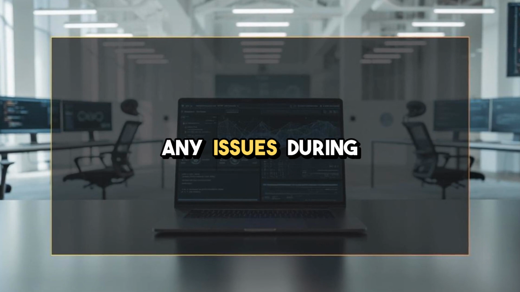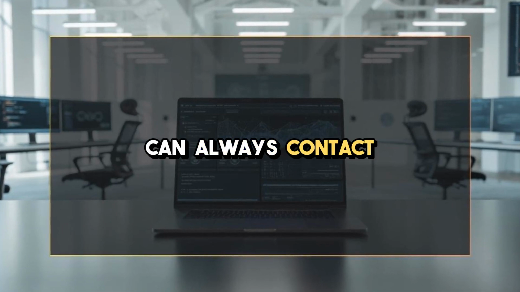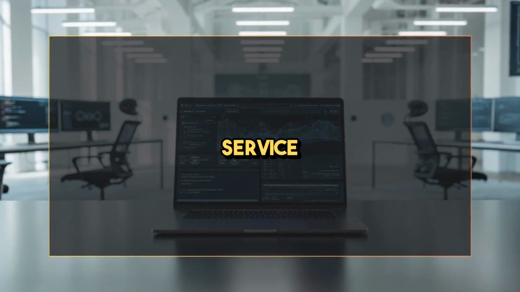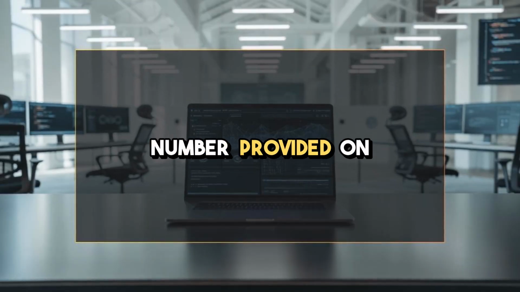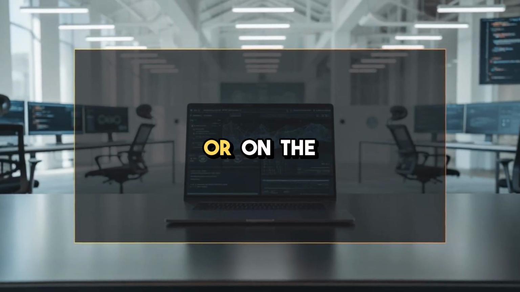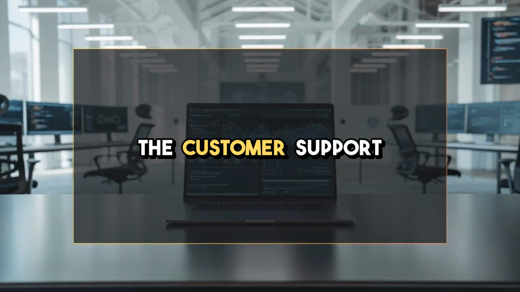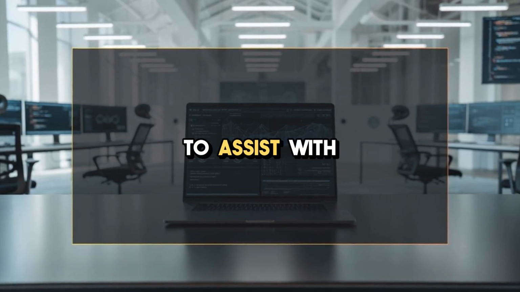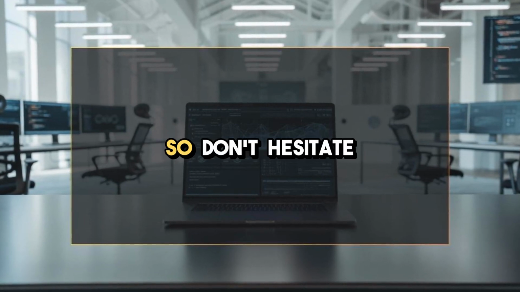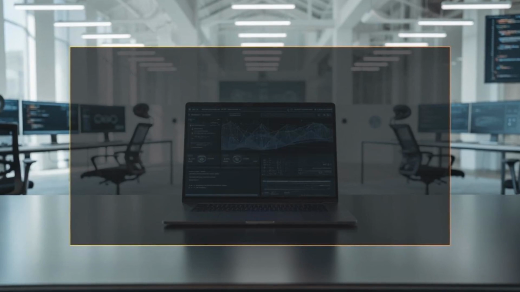If you encounter any issues during the process, you can always contact Wells Fargo customer service using the phone number provided on the activation page or on the back of your credit card. The customer support team is available to assist with any questions or concerns, so don't hesitate to reach out.